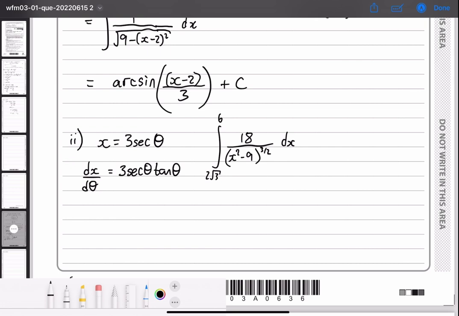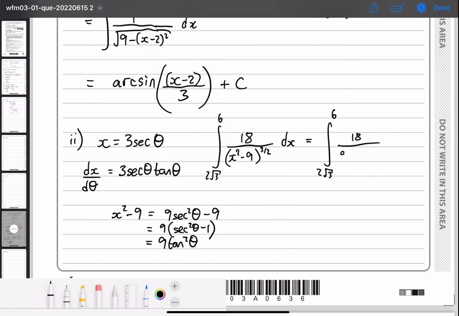Then we're going to need to manipulate this. So we've got x squared minus 9 inside the square root, or the 3 over 2, is 9 sec squared theta minus 9, which is 9 (sec squared theta minus 1), which is the same using a trig identity as tan squared theta. So all of that tells me that this integral becomes the integral from 2 root 3 to 6 of 18 over (9 tan squared theta) to the 3 over 2 dx. I haven't substituted dx or the limits yet.